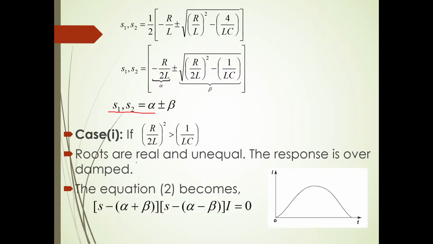So if that is the case, what are the roots S1, S2? The roots are real and unequal, and such a response will be an overdamped response. Overdamped response means the output will never reach the final value. The response will always be less than the actual response, we can say.